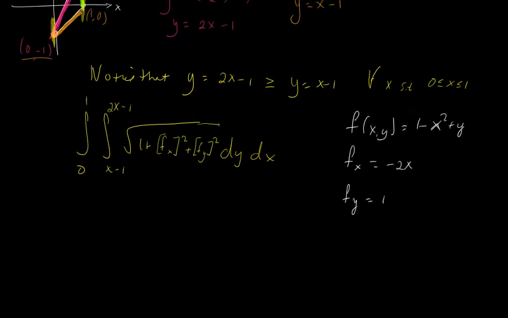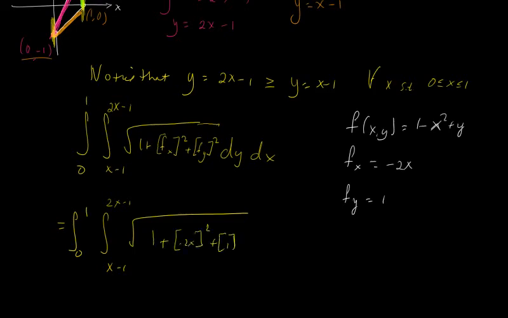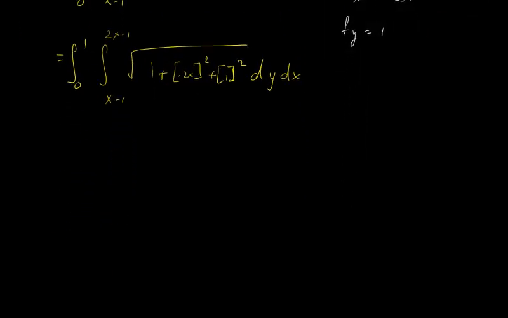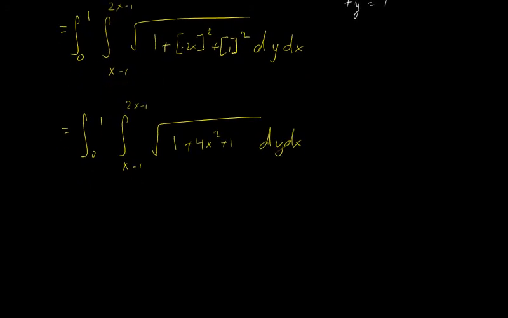So what we get here for our integral is the integral from 0 to 1 of the integral from x minus 1 to 2x minus 1 of the square root of 1 plus (-2x) quantity squared plus 1 squared dy dx. All right, so that's the integral from 0 to 1 of the integral from x minus 1 to 2x minus 1 of the square root of 1 plus 4x squared plus 1 dy dx. So I can pull out a root 2. Let's not skip steps.